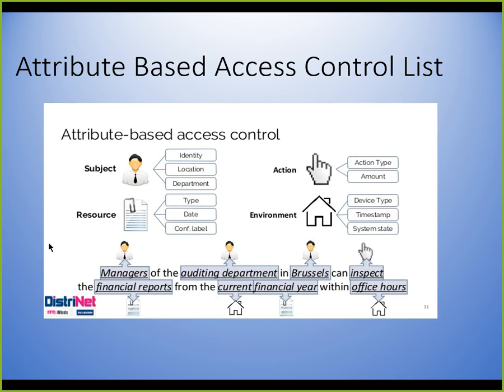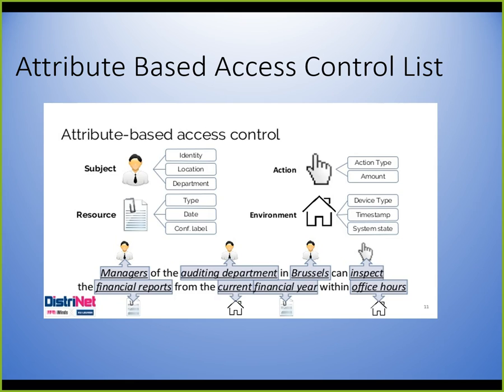The next one here, attribute-based access control lists, are based on attributes. For the subject, we have the identity, location, maybe the department they're in, the IP address that we have, and what they can do. The resource could be the type, the date, the confidentiality label. So one example: managers of the auditing department in Brussels can inspect the financial reports from the current financial year within office hours.